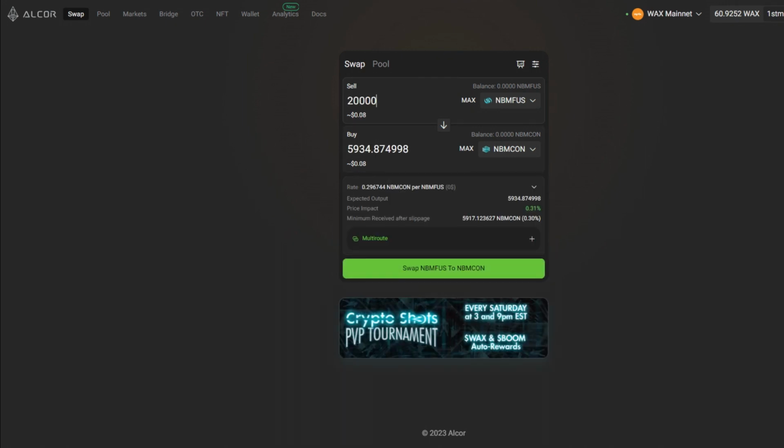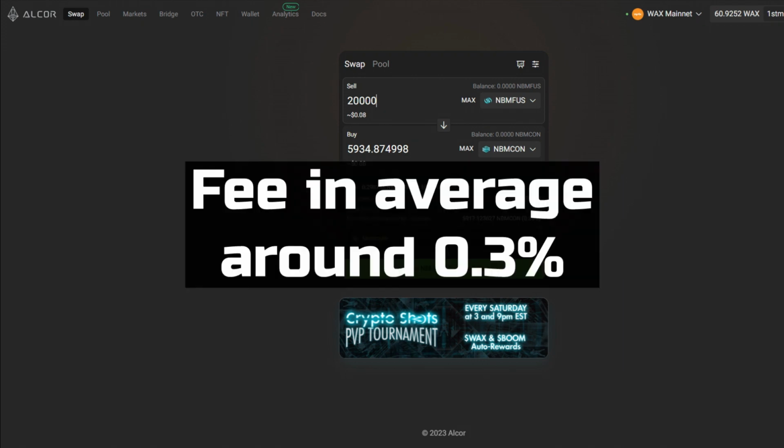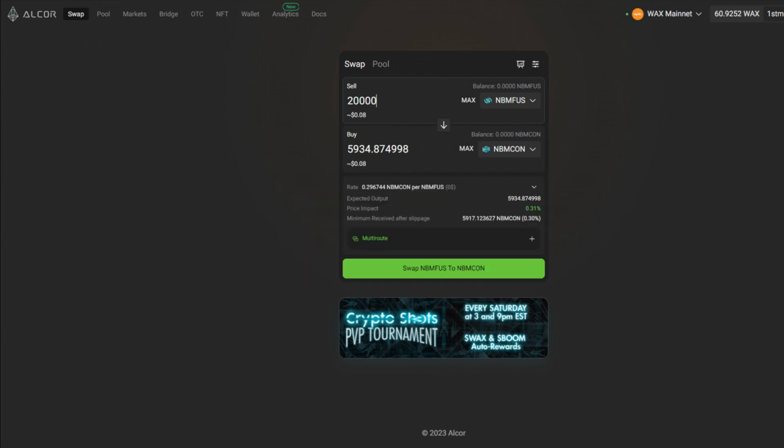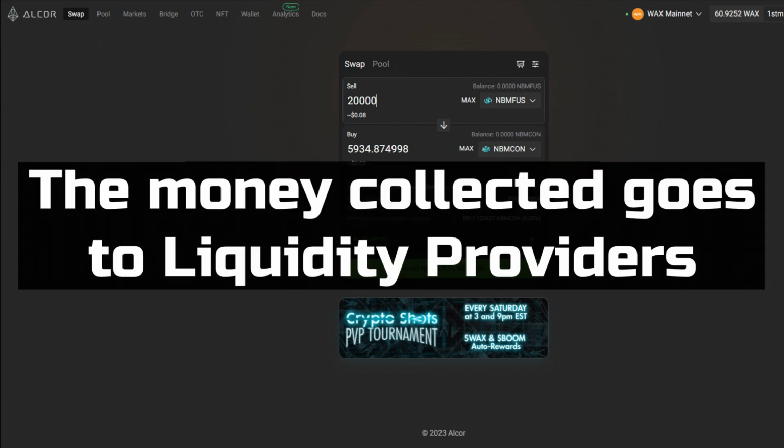But keep in mind that swapping tokens is not free. There is always a small fee associated with each swap. The money collected is later distributed amongst people maintaining the pool, also called liquidity providers.